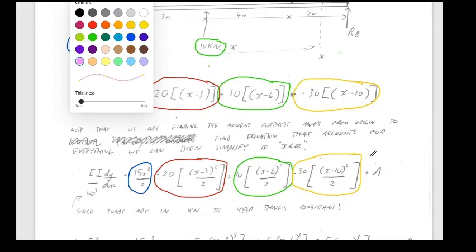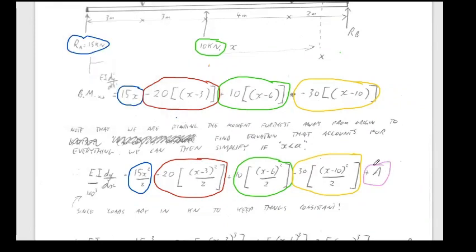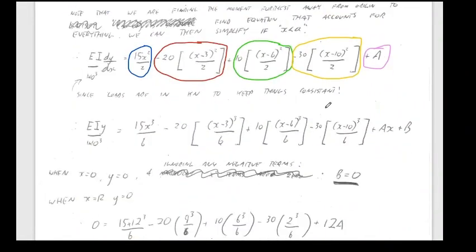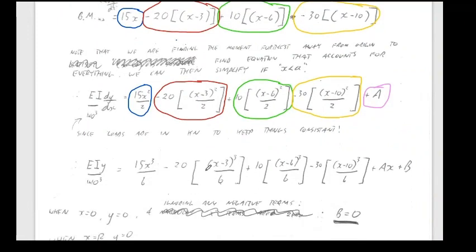And then we've got our constant of integration, A. Let's circle that in pink. There we've got A. So that is the slope anywhere on the beam. And then the deflection anywhere on the beam again.